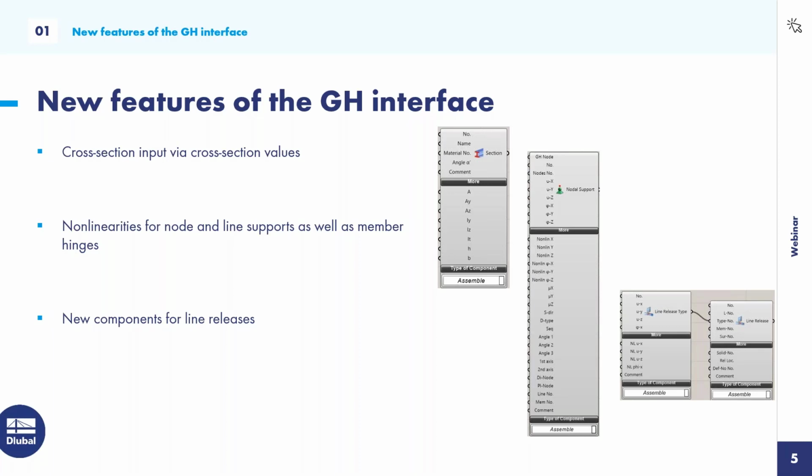We also have new components for line releases. As you can see, one component to create the type, like a hinge, and then the main component, the line release component, where you can define which elements should be released and so on.